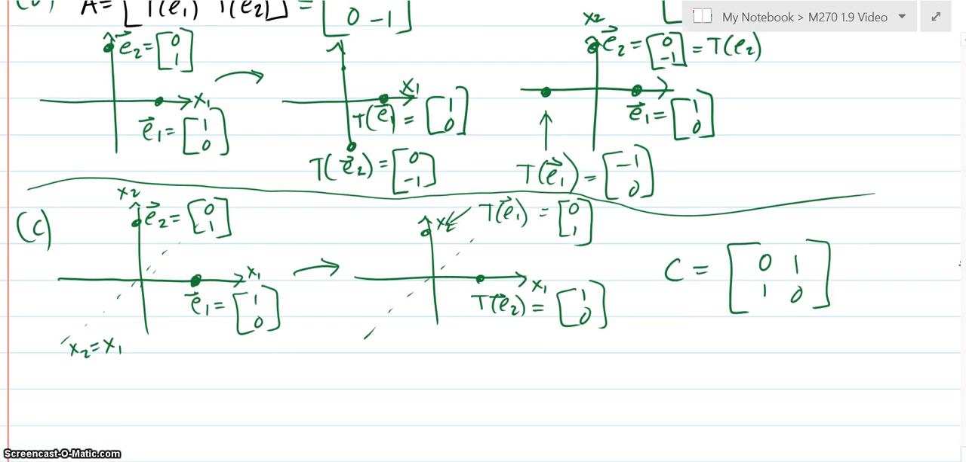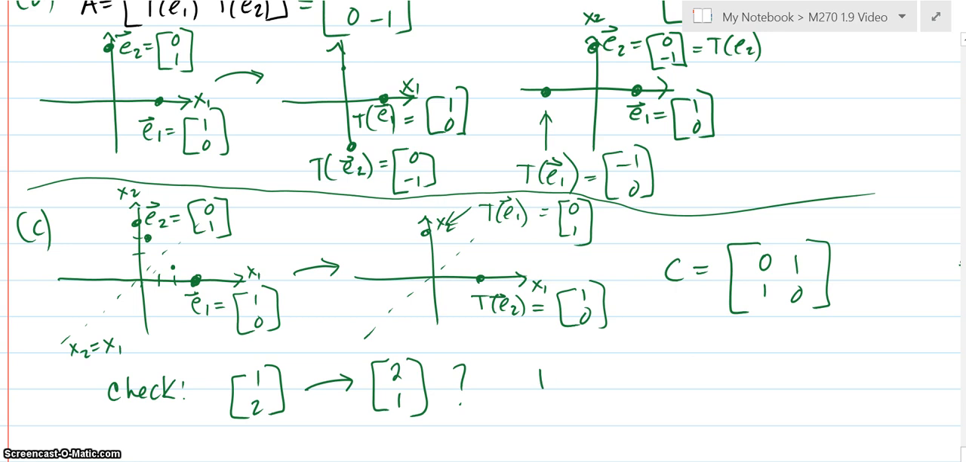You can do a check. Let's take the point 1, 2 and just do a check on C. Here's 1, 2, and we're going to see if it transforms to 2, 1 by multiplying by this matrix. That's what we want to check.